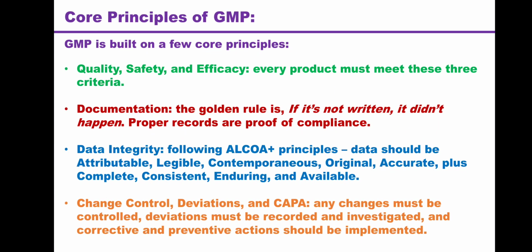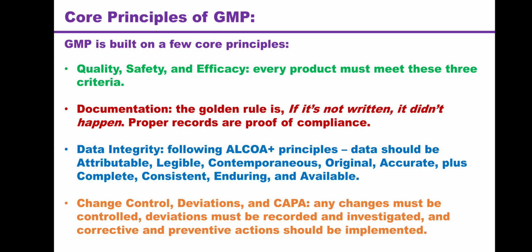Now we'll see the core principles of GMP. GMP is built on a few core principles. First is quality, safety, and efficacy. Every product must meet these three criteria. Second one is documentation. The golden rule is if it's not written, it didn't happen. Proper records are proof of compliance, so we should maintain the documents. Third one is data integrity. Following ALCOA principles, data should be attributable, legible, original, accurate, plus complete, consistent, enduring, and available.